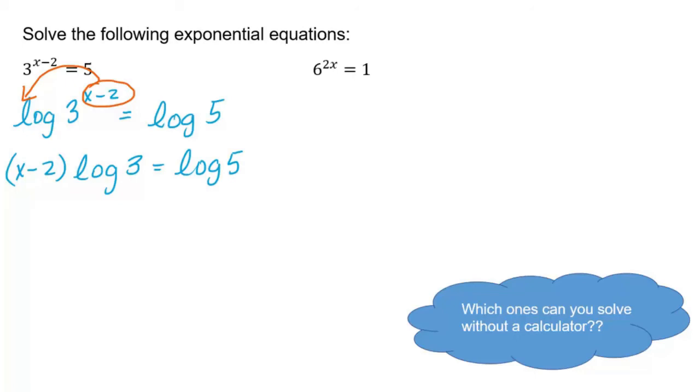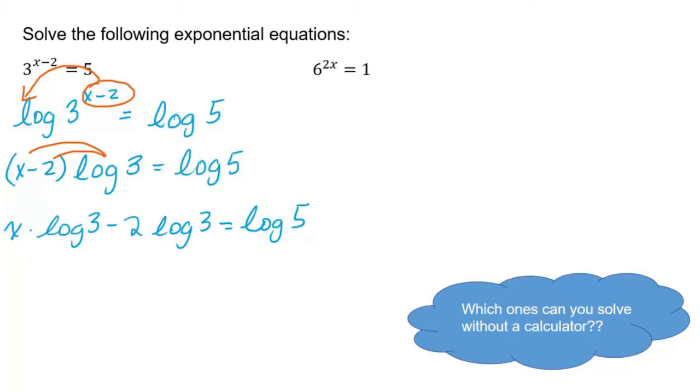Now here mathematically we have a couple options. We know that the guidelines for solving equations suggest that we open up any brackets when we can. So here that involves using distributive property. So we'll take the logarithm of 3 and multiply it by x, and then the logarithm of 3 is multiplied by negative 2. So we have x times the logarithm of 3 minus 2 times the logarithm of 3 is equal to the logarithm of 5.